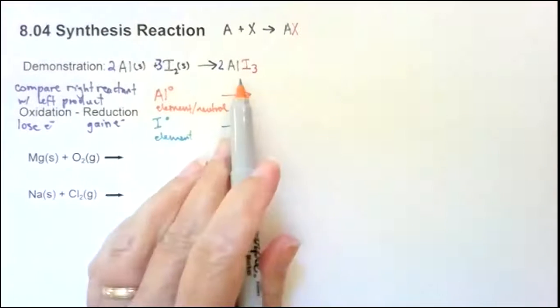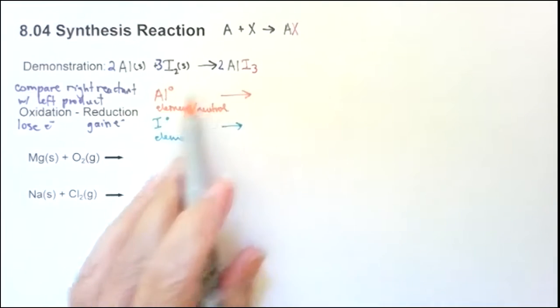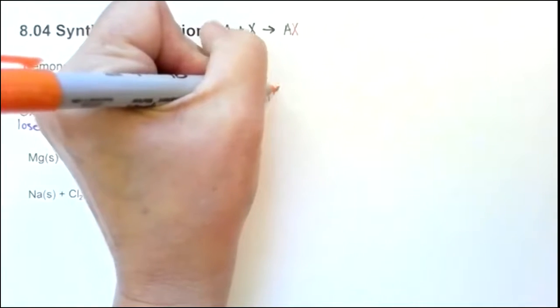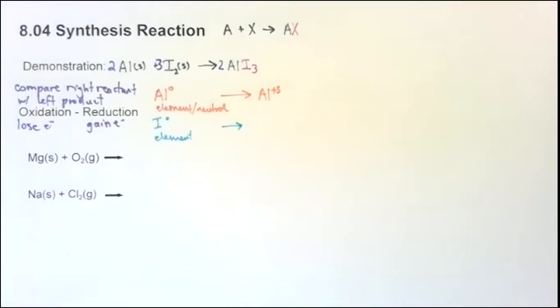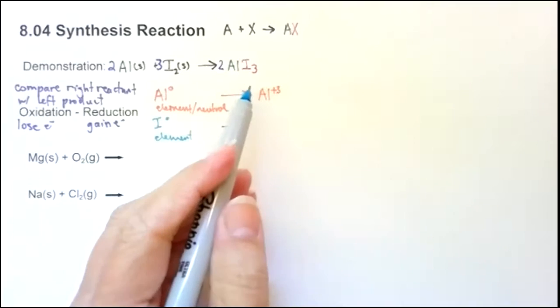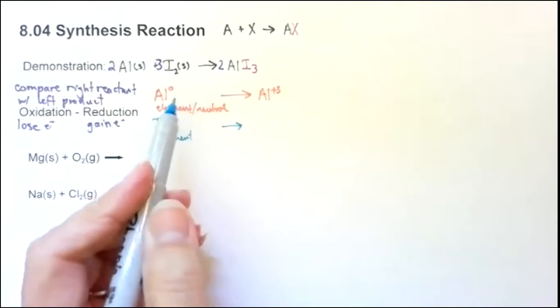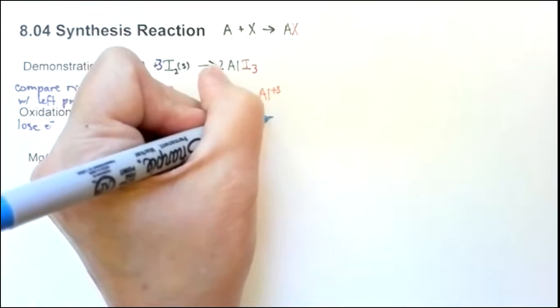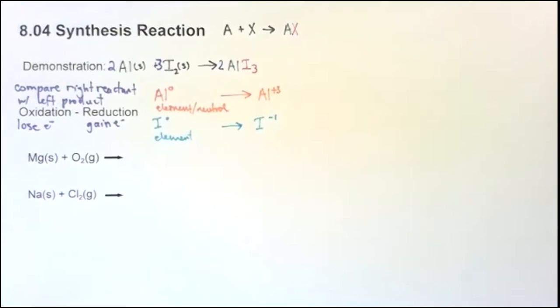When it ionized, it went into an ionic compound. So we went from neutral aluminum to aluminum +3. And in order to form this ionic compound, these guys had to ionize. So this was the process of ionizing. Iodine went to I -1.